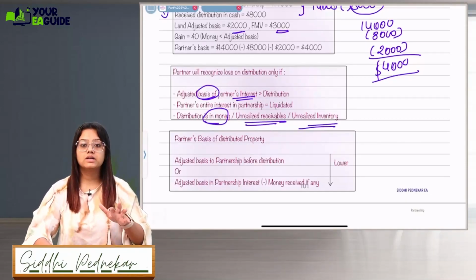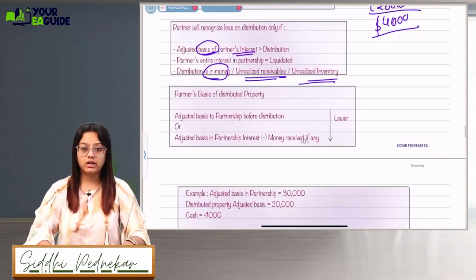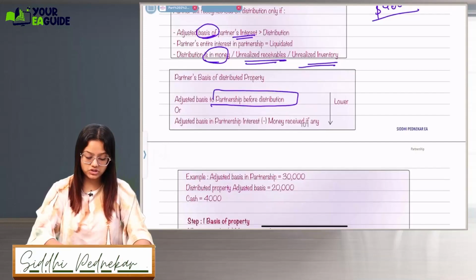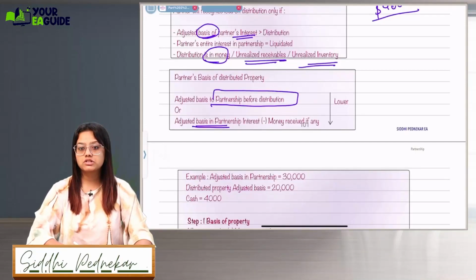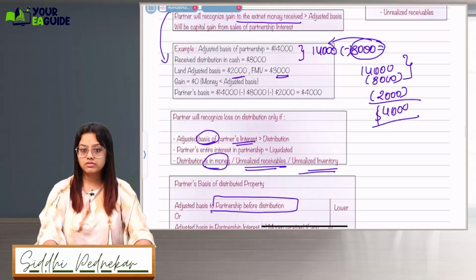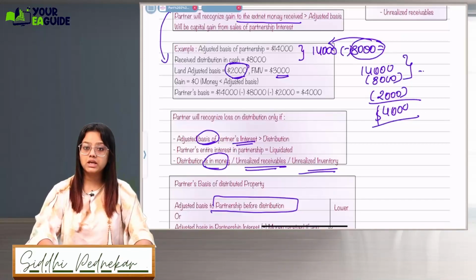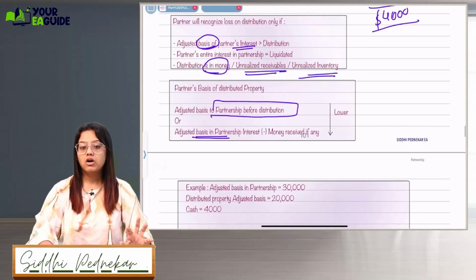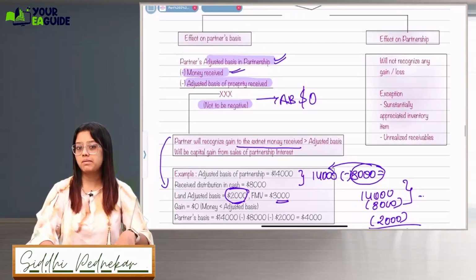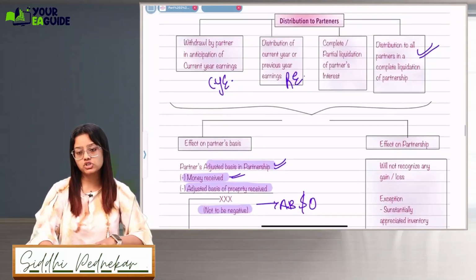Okay, the partner's basis of distributed property, whatever distributed property you have received, is the adjusted basis to the partnership before distribution, or the adjusted basis of the partnership interest minus money received. So this 14,000 minus 8,000 we will do, and we'll compare it with the adjusted basis of the property, that is 2,000. Whichever is lower will be the new basis for my land or building which I have received. Got it guys? This is a small summary of whatever we have done in the partnership chapter.